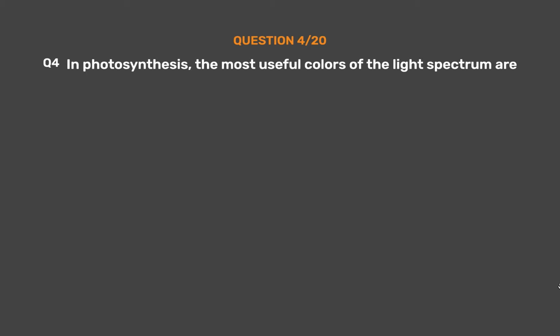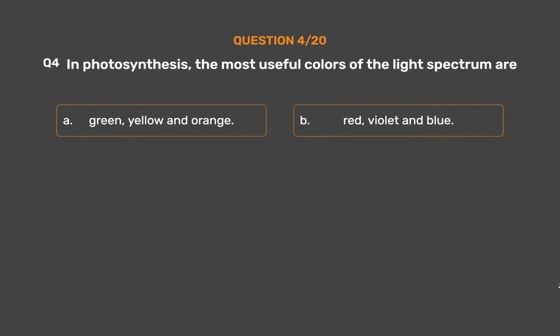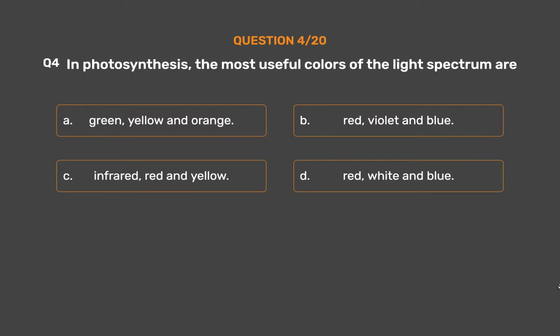Question number 4. In photosynthesis, the most useful colors of the light spectrum are option A. Green, yellow and orange. Option B. Red, violet and blue. Option C. Infrared, red and yellow. Option D. Red, white and blue.